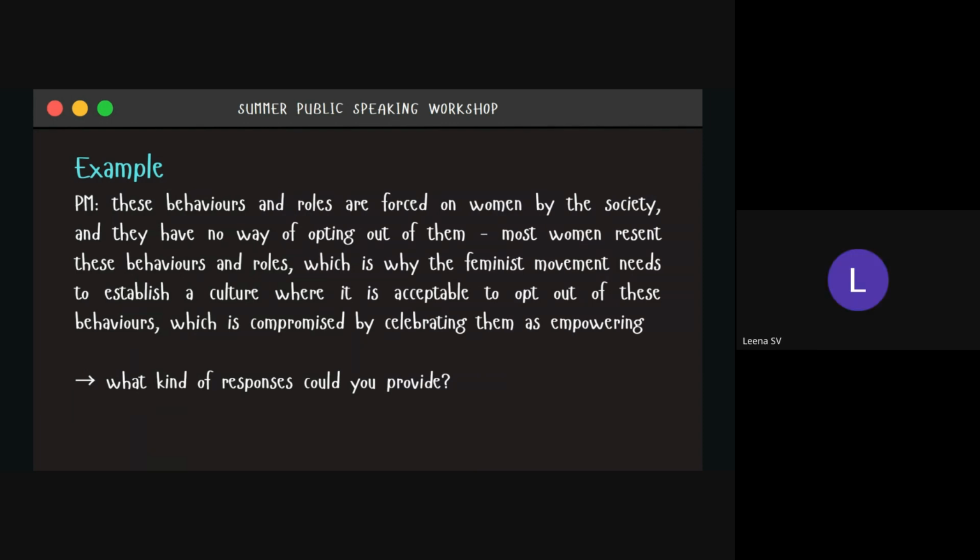So, can the answer for this one be something like it's a woman's choice on what she wants to do with her hair or something, and it does not have anything to do with empowering or anything? Yeah, you could say that, yes.